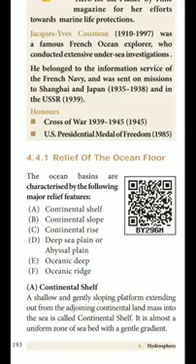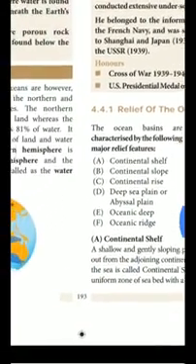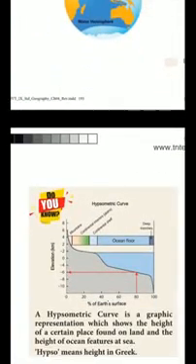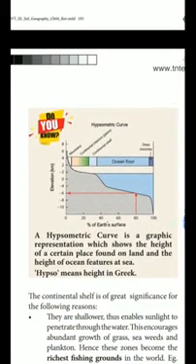Please listen carefully. What do you mean by continental shelf? It is a shallow and gently sloping platform extending out from the adjoining continental landmass into the sea, called continental shelf. It is almost a uniform zone of seabed with a gentle gradation. We know this continental shelf is of great significance for the following reasons.